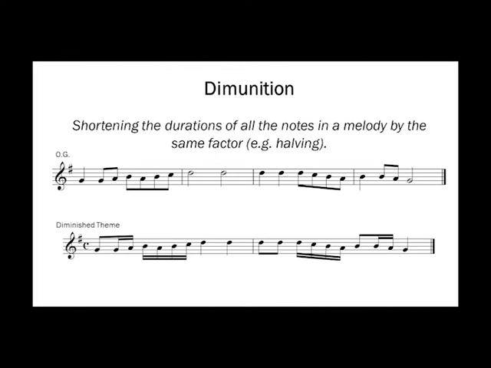And finally, diminution. It's the shortening of the duration of all the notes in a melody by the same factor, for example, halving. In our original melody, again 4 bars long, we start with a crotchet and quavers, and if we halve them, they turn into quavers and semiquavers. Our diminished theme is now 2 bars long instead of 4.